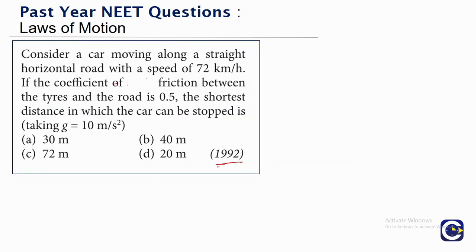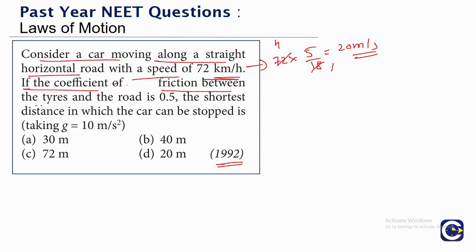Next we have a question that came in the year 1992. This is a basic question on the application of the idea of friction. Consider a car which is moving along a straight horizontal road with a speed of 72 km per hour. If you want to convert this into meters per second, what we have to do is 72 into 5 by 18, which is 20 meters per second.